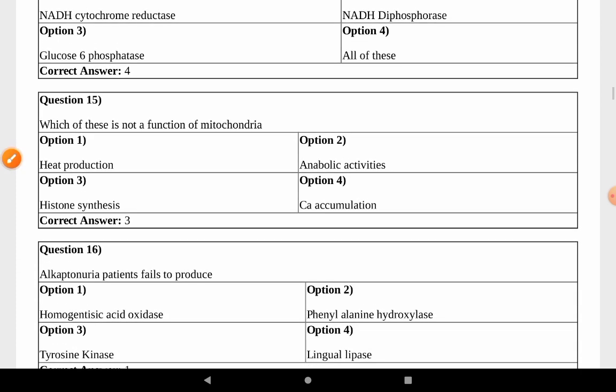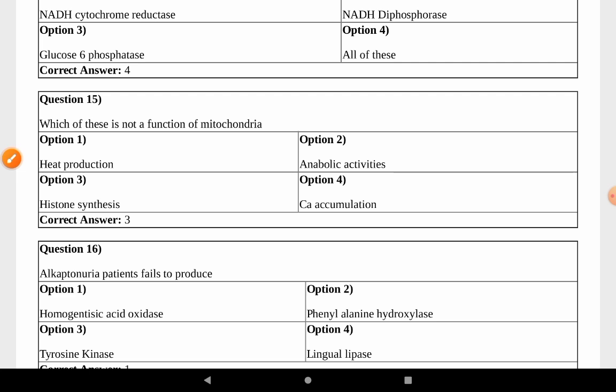Our next question is which of these is not a function of mitochondria? Option 1 heat production, option 2 anabolic activities, option 3 histone synthesis, option 4 calcium accumulation. So the correct answer is option 3, histone synthesis is not a function of mitochondria.